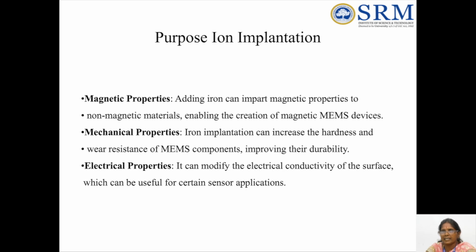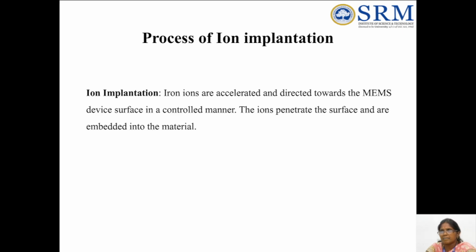Purpose of the ion implantation: magnetic properties, mechanical properties and electrical properties. Magnetic properties: adding ions can impart magnetic properties to the non-magnetic material, enabling the creation of magnetic MEMS devices. Mechanical properties: ion implantation can increase the hardness and wear resistance of the MEMS components, improving their durability. Electrical properties: it can modify the electrical conductivity of the surface, which can be useful in certain sensor applications.